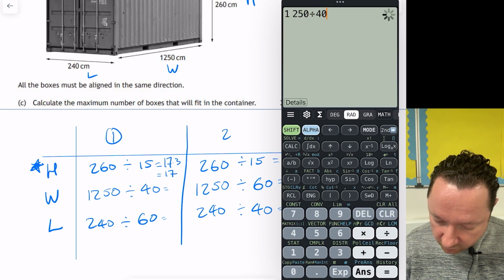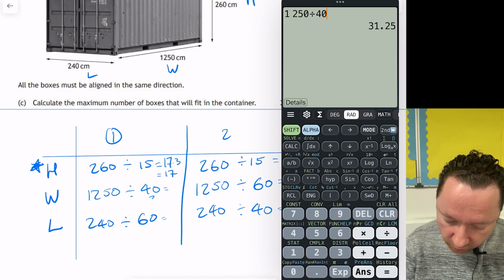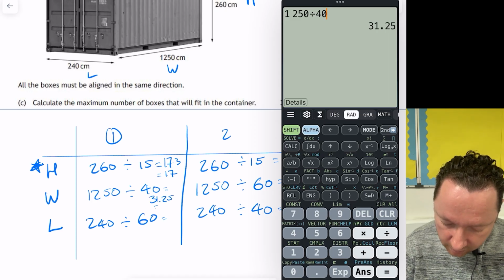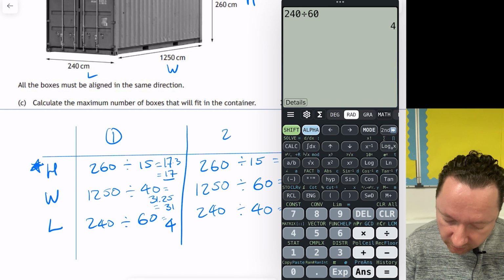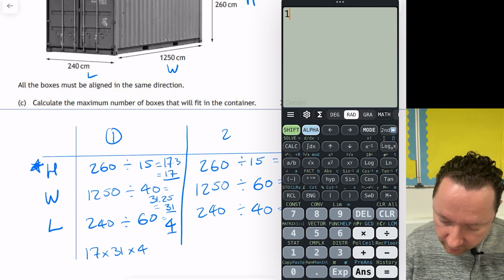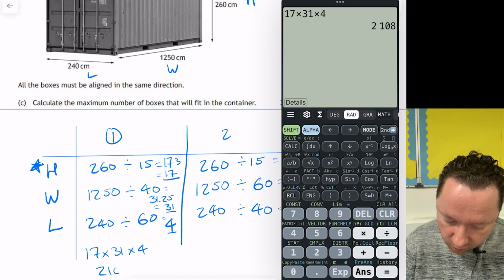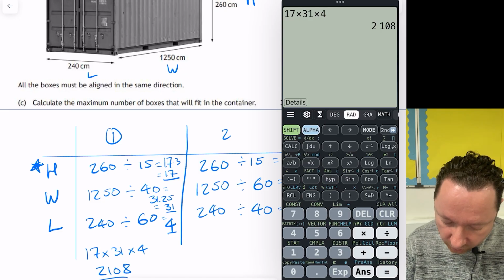1250 divided by 40 is 31.25, which is about 31. And 240 divided by 60 is exactly 4. So the three numbers I've got are 17, 31 and 4. I times them together to get how many I can fit in. 17 times 31 times 4. That is 2108. Keep a note of that.